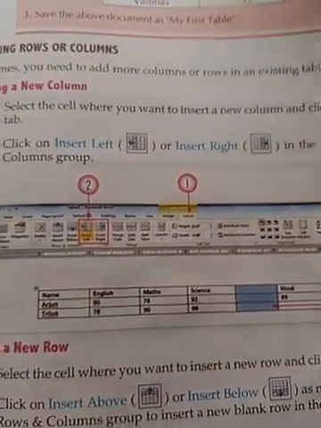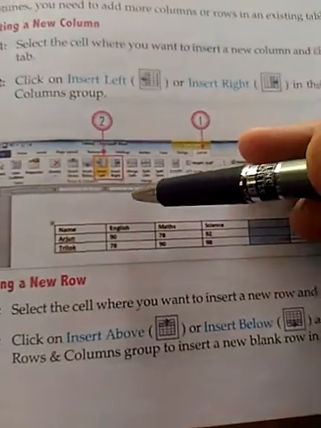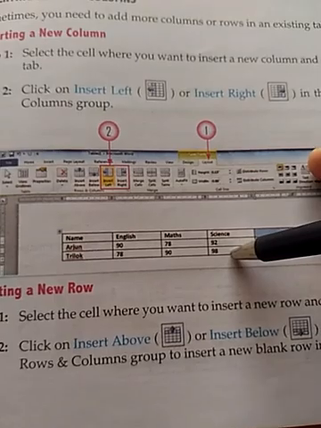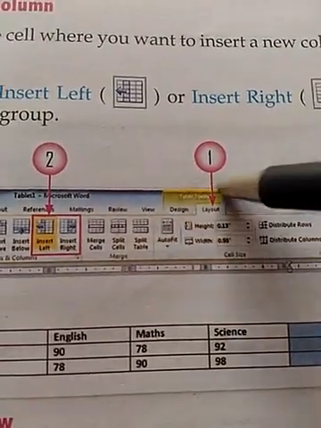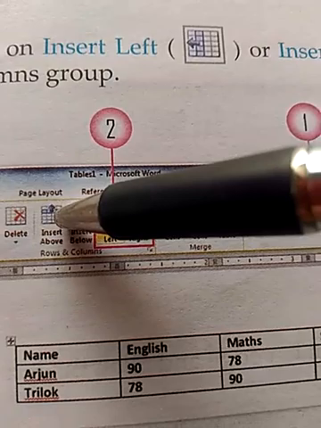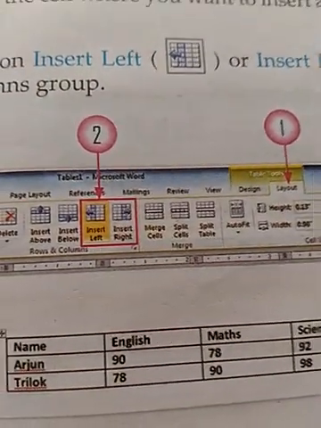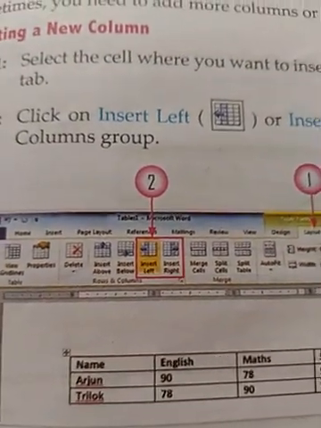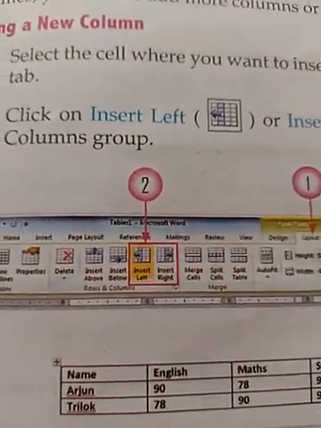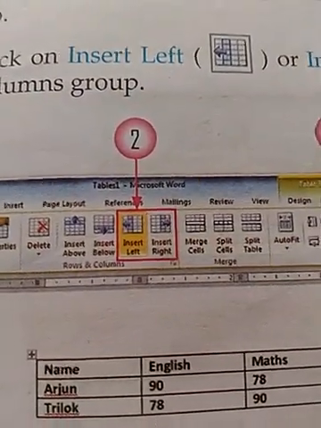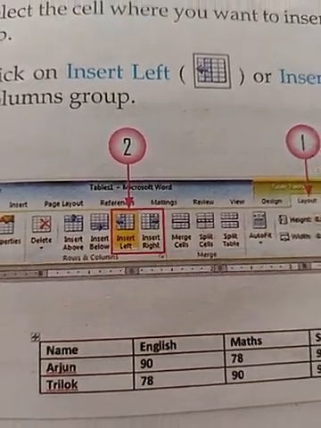In the same way, a new row can be inserted. How? First, simply select the row. By clicking on the Layout tab, you will find these two options, Insert Above and Insert Below. If we want a blank row above the selected row, click on Insert Above. And if we want a new row below the selected row, select the option Insert Below. A new row will be inserted in the table.